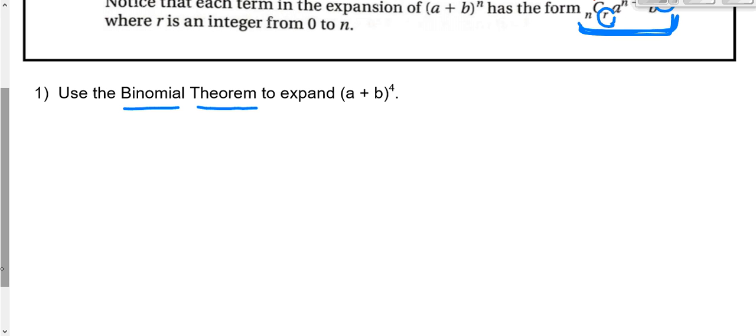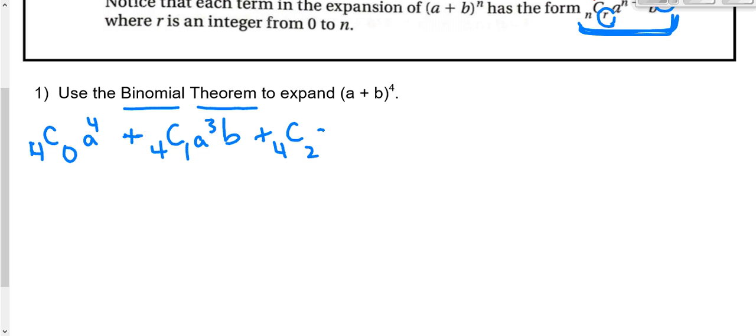So rather than just writing the numbers from Pascal's triangle, 1, 4, 6, 4, 1, you start by writing the combination. So we have 4 choose 0, a to the 4th, b to the 0. 4 choose 1, a to the 3rd, b to the 1st. 4 choose 2, a to the 2nd, b to the 2nd. 4 choose 3, a to the 1st, b to the 3rd. And 4 choose 4, b to the 4th, a to the 0.